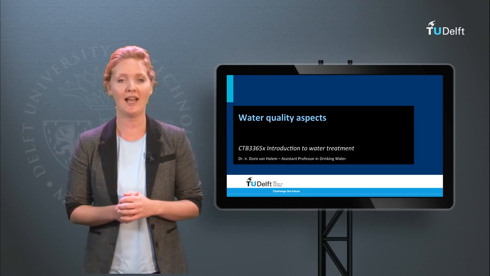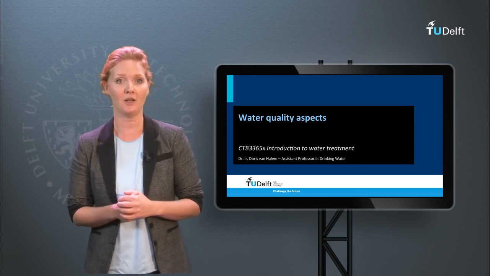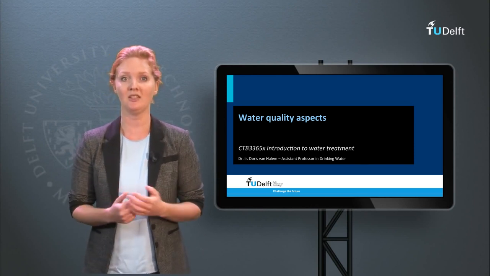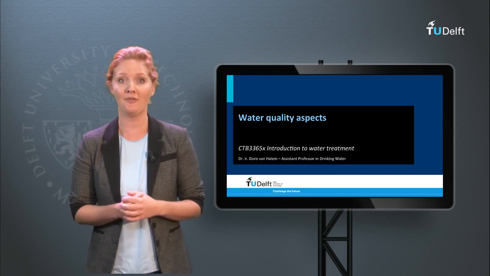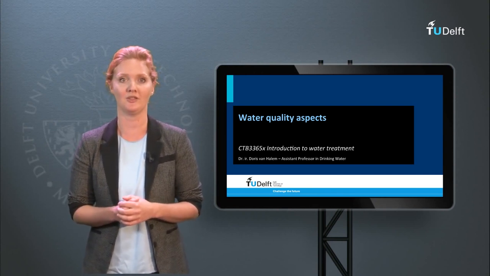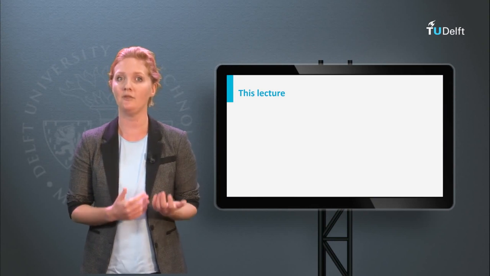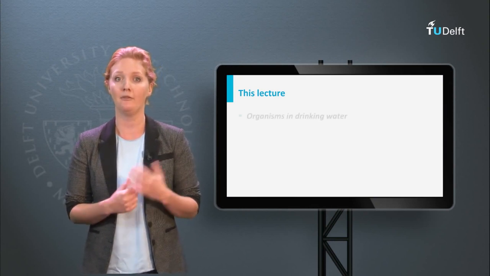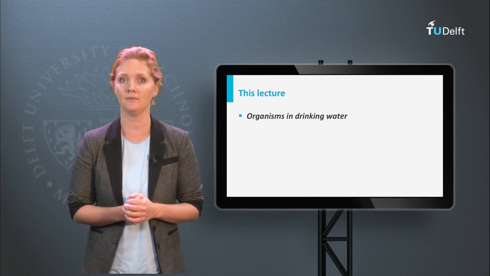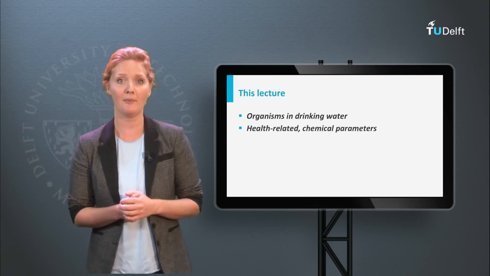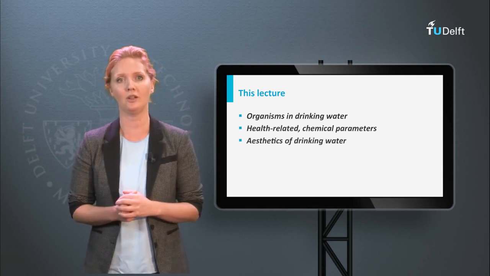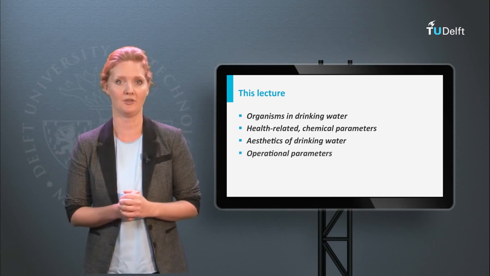My name is Doris van Halem and I'm an assistant professor in drinking water. Today I'm your lecturer and I will introduce you to 5 groups of water quality parameters that are used to assure safe drinking water supply. First, organisms in drinking water, health-related chemical parameters, aesthetics of drinking water, and operational parameters.